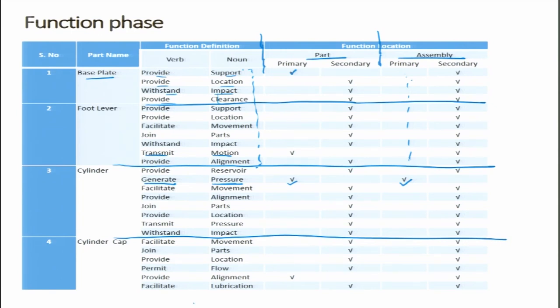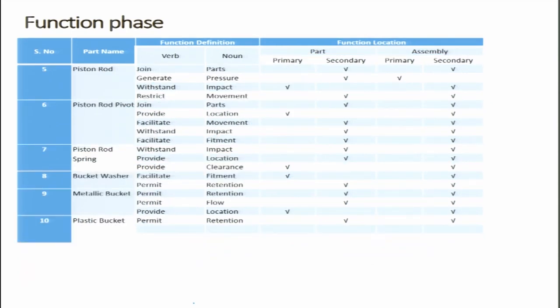So, similarly, let us see where do you have generate pressure other than this. We have generate pressure here in the piston rod. Okay, this is something exceptional. In piston rod, the major function is to withstand impact of the components. So, generate pressure is a secondary function here. So, sometimes exceptions also come. This is one of those.